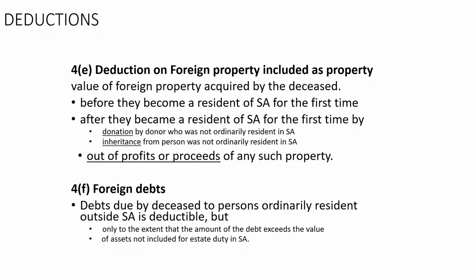Section 4E, deduction of foreign property, will be the value of foreign property acquired by the deceased before they became resident of SA for the first time, or after they became resident, either by donation or inheritance from a person not resident in South Africa. Section 4F, deduction for any foreign debts.